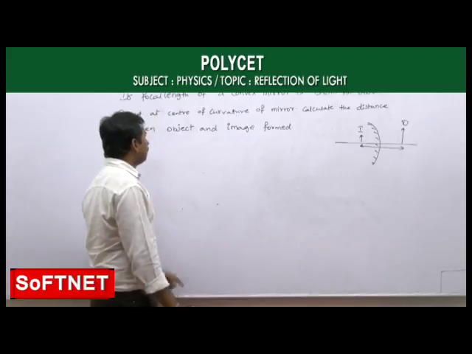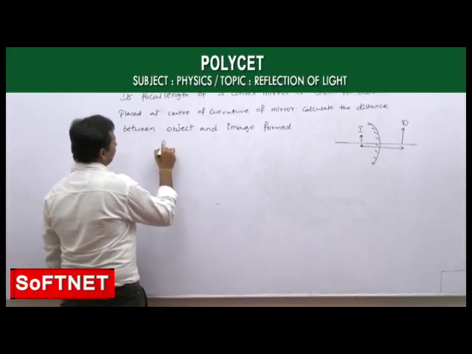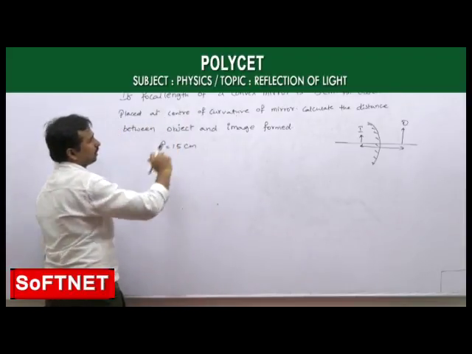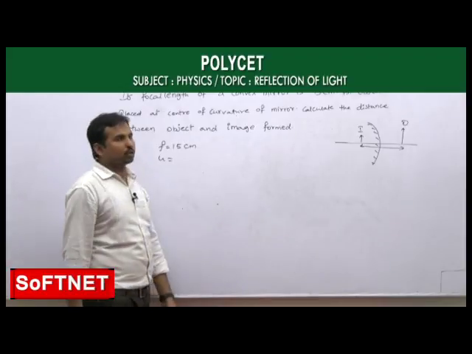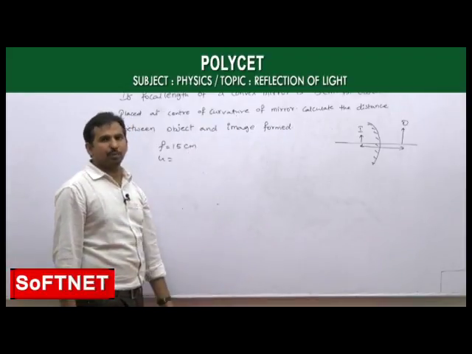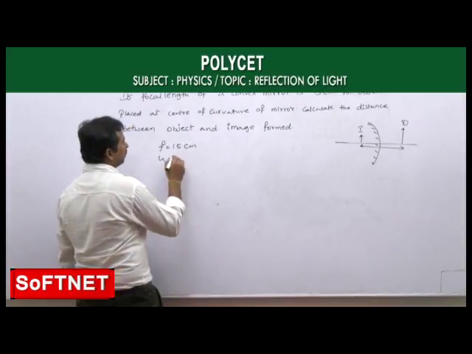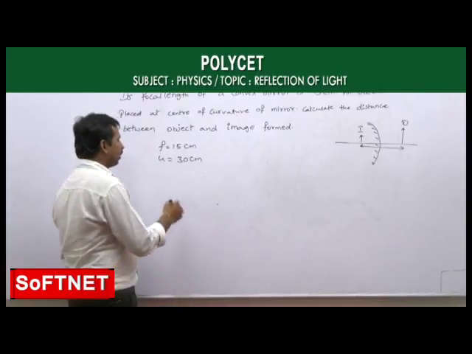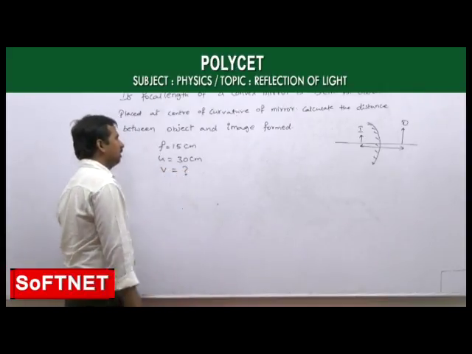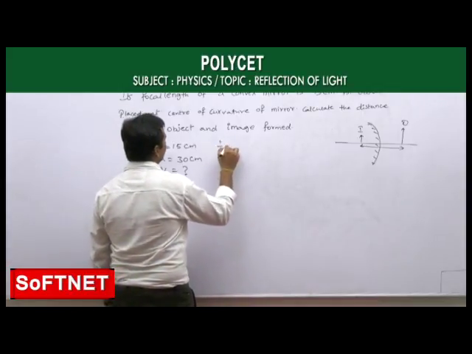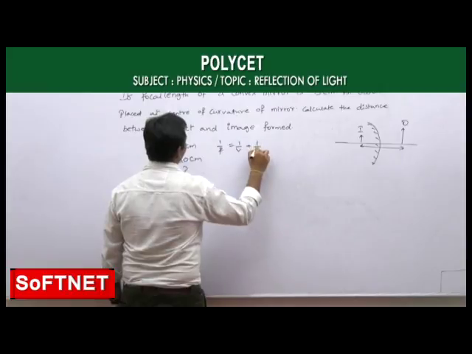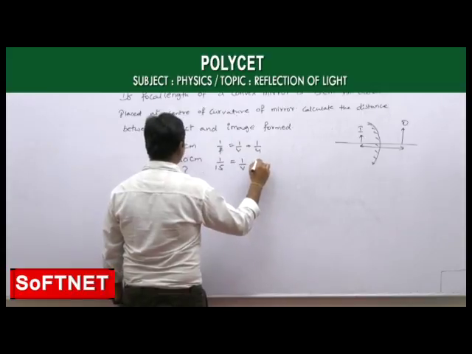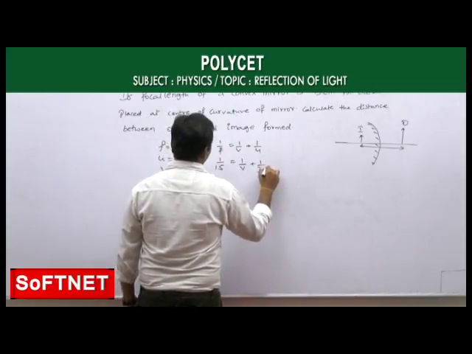Okay, now the focal length is already given as 15 centimeters and the object distance is given as the center of curvature position. If the focal length, which is the focus position, is at 15, then the center of curvature becomes twice that, which is 30 centimeters. So the object is at 30 centimeters here. Then what we need is the image distance. Then 1 by f is equal to 1 by v plus 1 by u. Focal length is given as 15, image distance we don't know, but object distance is given as 30 centimeters.